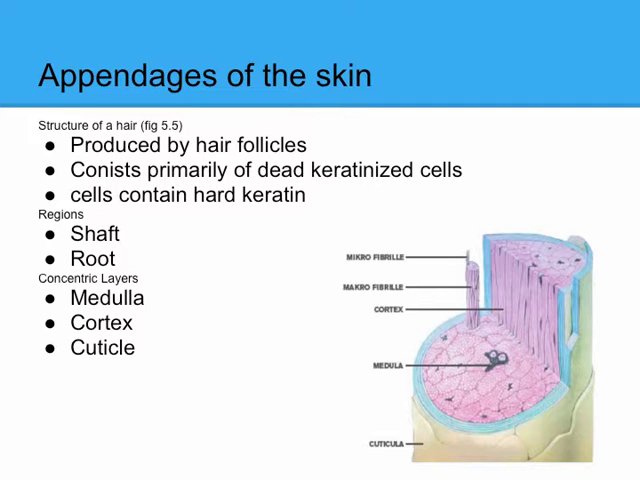The cortex is the area in the picture that is pink that surrounds the medulla. That's the bulk of the hair. And then wrapped around the cortex is the cuticle, which is the strongest part of the hair, which compresses all the keratinocytes and gives hair its shape and structure.